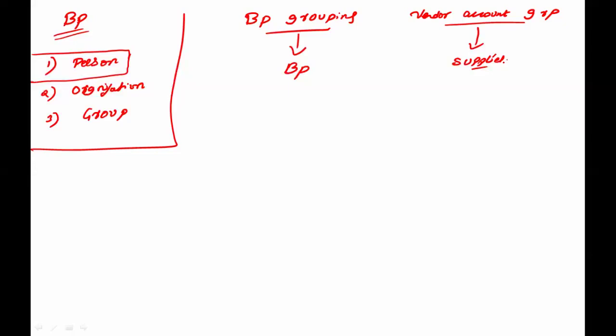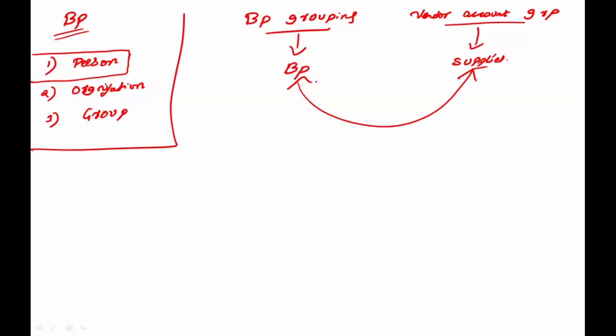So there are two categories. One is business partner category, one is the vendor account group category. When I say BP grouping, you are going to use it for categorizing the business partner, and you're using vendor account group for categorizing the supplier. How does this work in system? So there is a mapping between these two. So you are mapping BP grouping and the supplier account group or vendor account group in the configuration. The mapping and the configuration we'll be seeing in tomorrow's class.